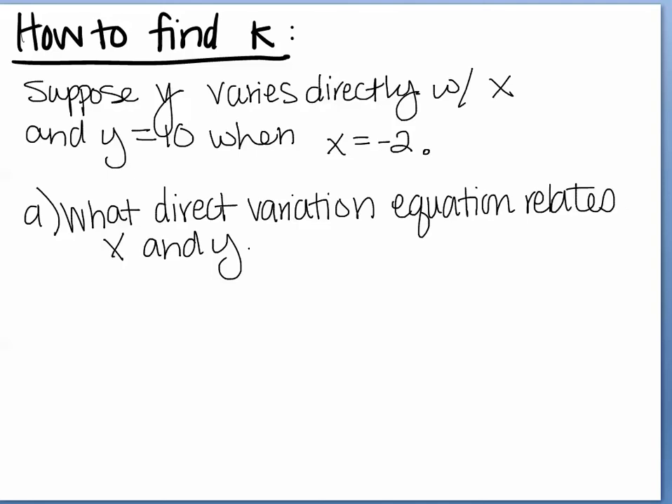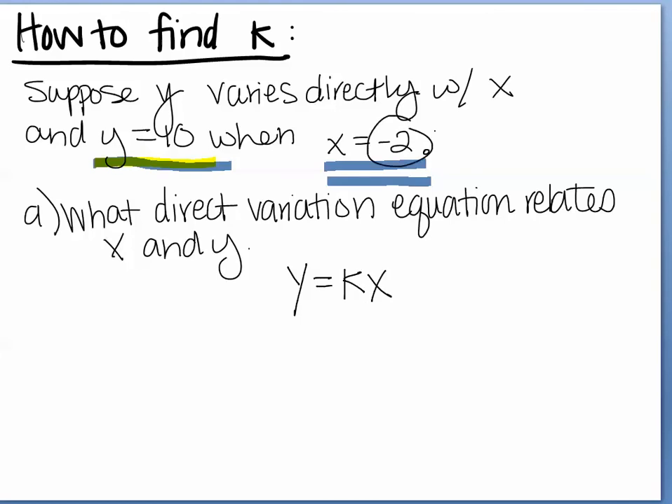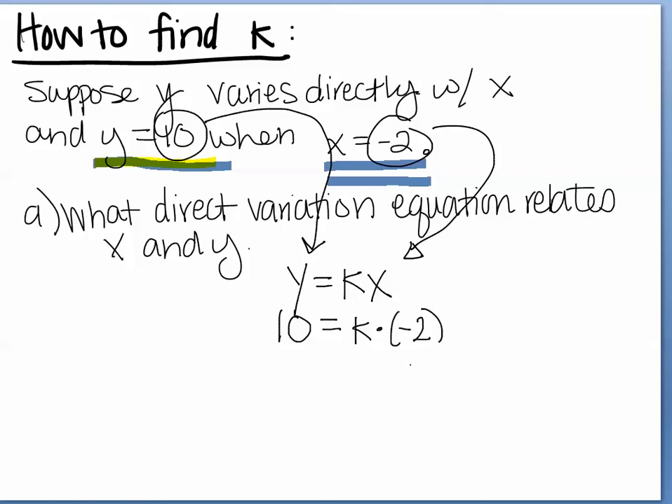Alright, so we have this y equals 10. And we know that y is equal to 10, and we know that x is equal to negative 2. So we're going to take this equation, y equals k times x, and you're going to take this negative 2 and plug it in for the x, and you're going to take this 10 and plug it in for the y. And then we can solve for k. So we get 10 equals k times negative 2.